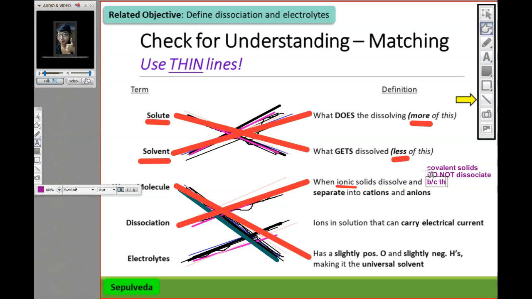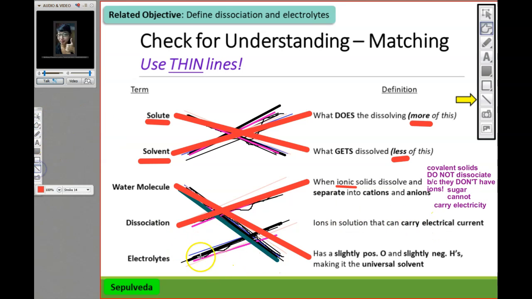They don't dissociate because they don't have ions. It's literally in their name. They are not ionic, okay? And remember, this is like sugar, and that is why sugar cannot carry electricity, something that we saw in our demo today, okay?